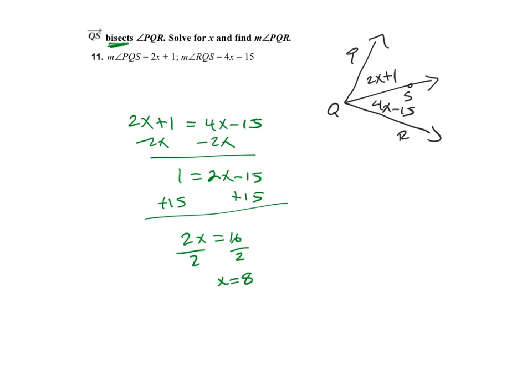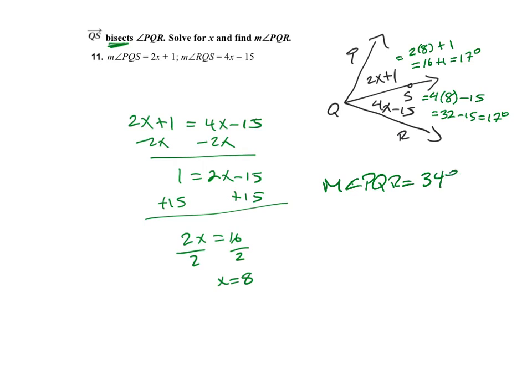Okay. So this is 2 times 8 plus 1, so 16 plus 1 equals 17 degrees. This one is 4 times 8 minus 15, so 32 minus 15 equals 17 degrees. So the measure of angle PQR is 34 degrees, 17 plus 17.